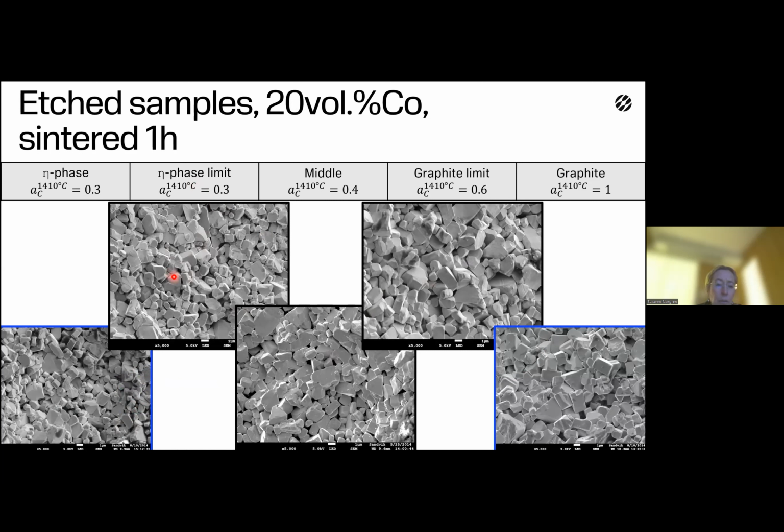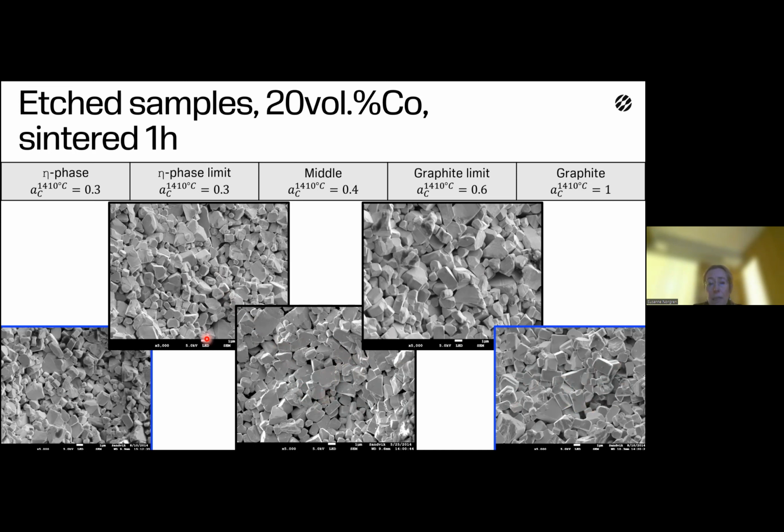So this one is close to the eta phase limit, and this one is close to the graphite limit, but not in the graphite limit. And you can see here that in this case, actually we have quite equiaxed grains still. And in this case, we have planar facets, but not as planar as for 1, but they are still more triangular. Here in between, they are larger, but they are more equiaxed compared to the planar triangular grains that we have in the graphite limit.